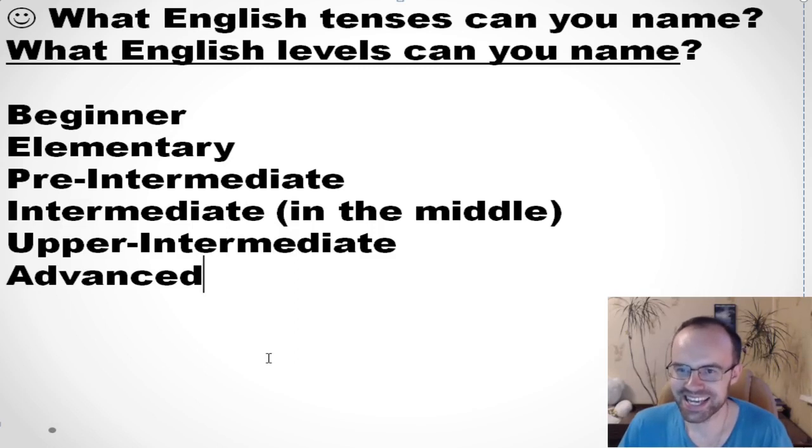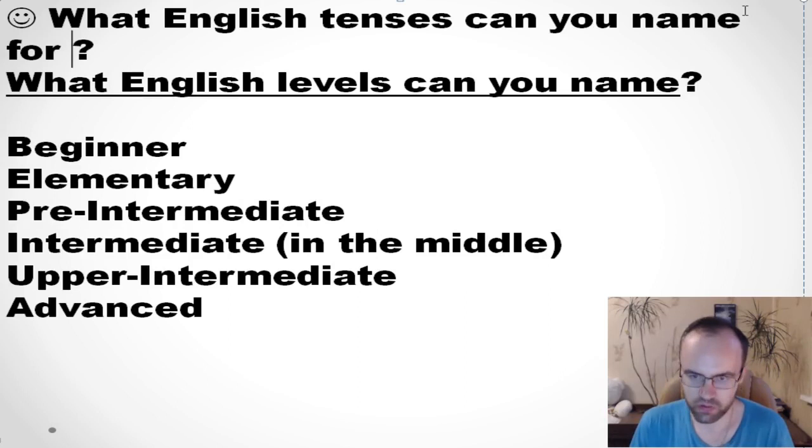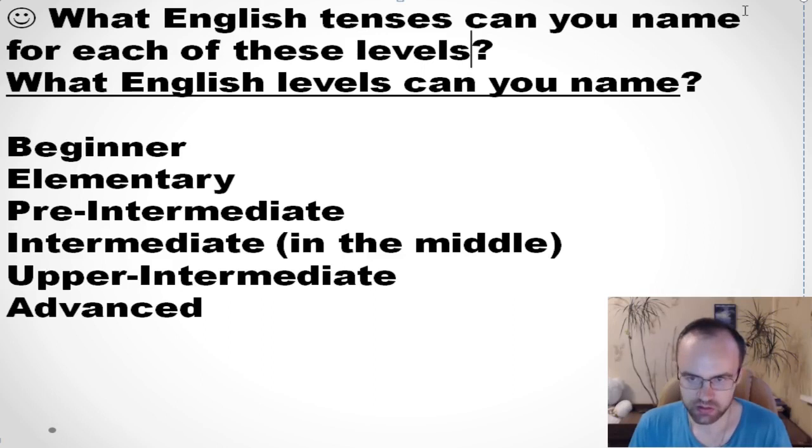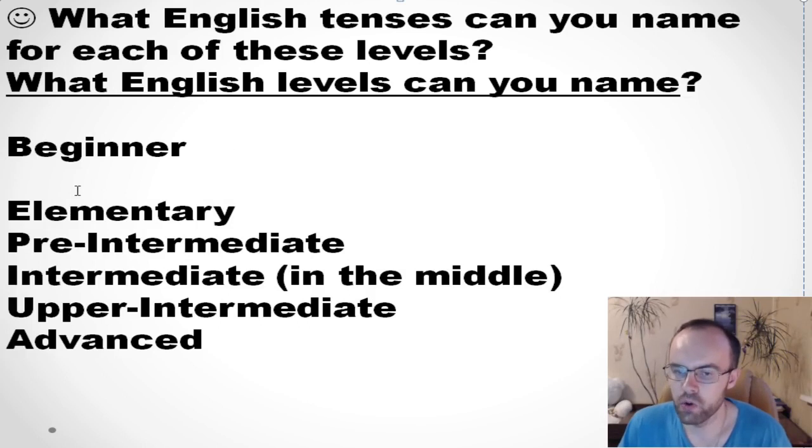And let's get back to the first question. What English tenses can you name for each of these levels? Really, let's develop this idea. Okay, really. So, if a student has this level, what English tenses should he or she know? What ideas do you have?